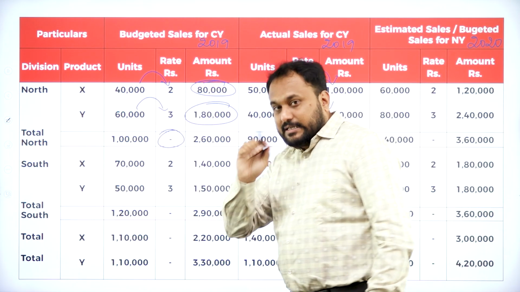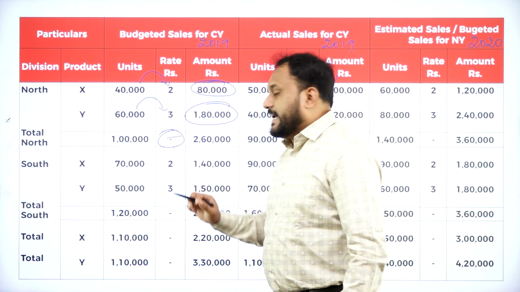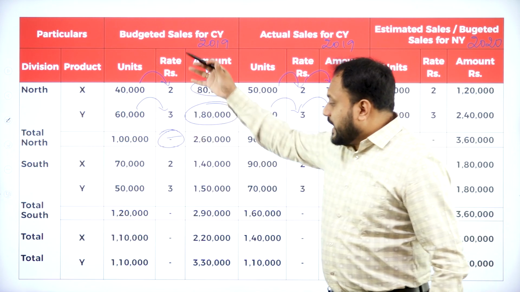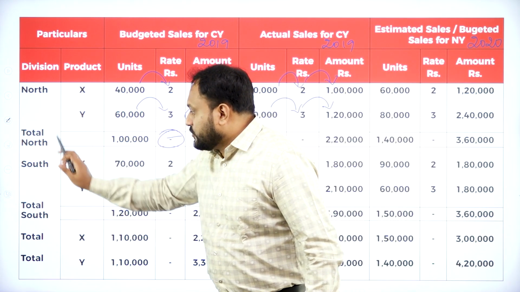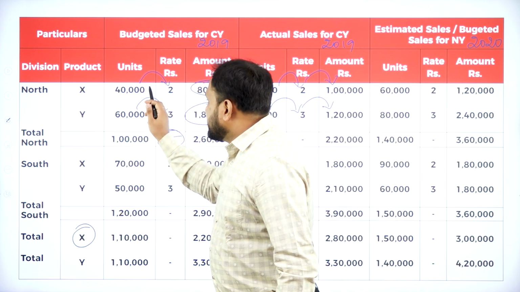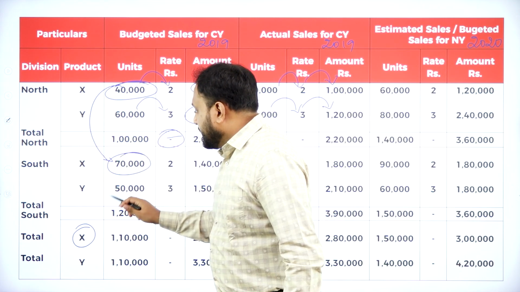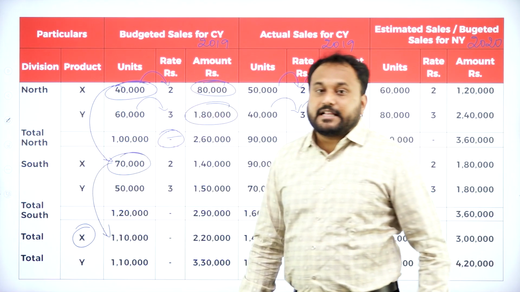That's why it is what? Dash. Never leave a space here, you are supposed to put a dash like this. Next. After doing it, total of North we got, total of South we got. Now here total of X in the sense what? This is what? 40,000 and 70,000. That is what you have, 1,10,000.